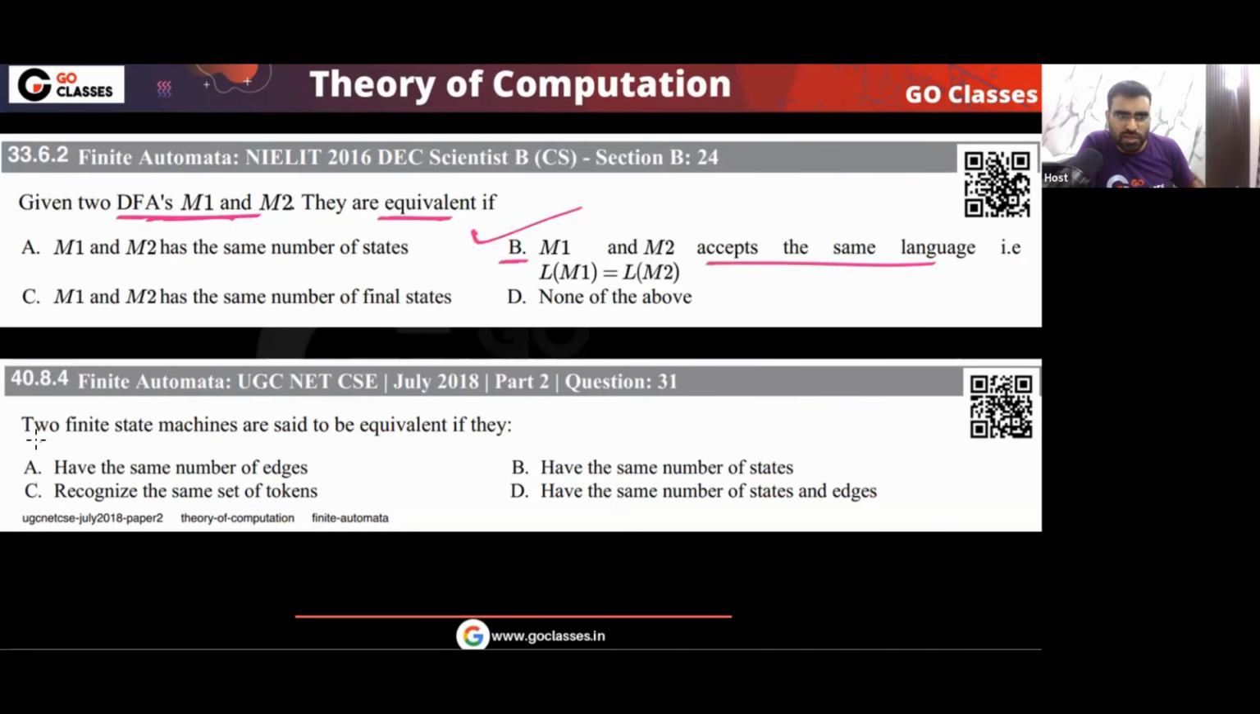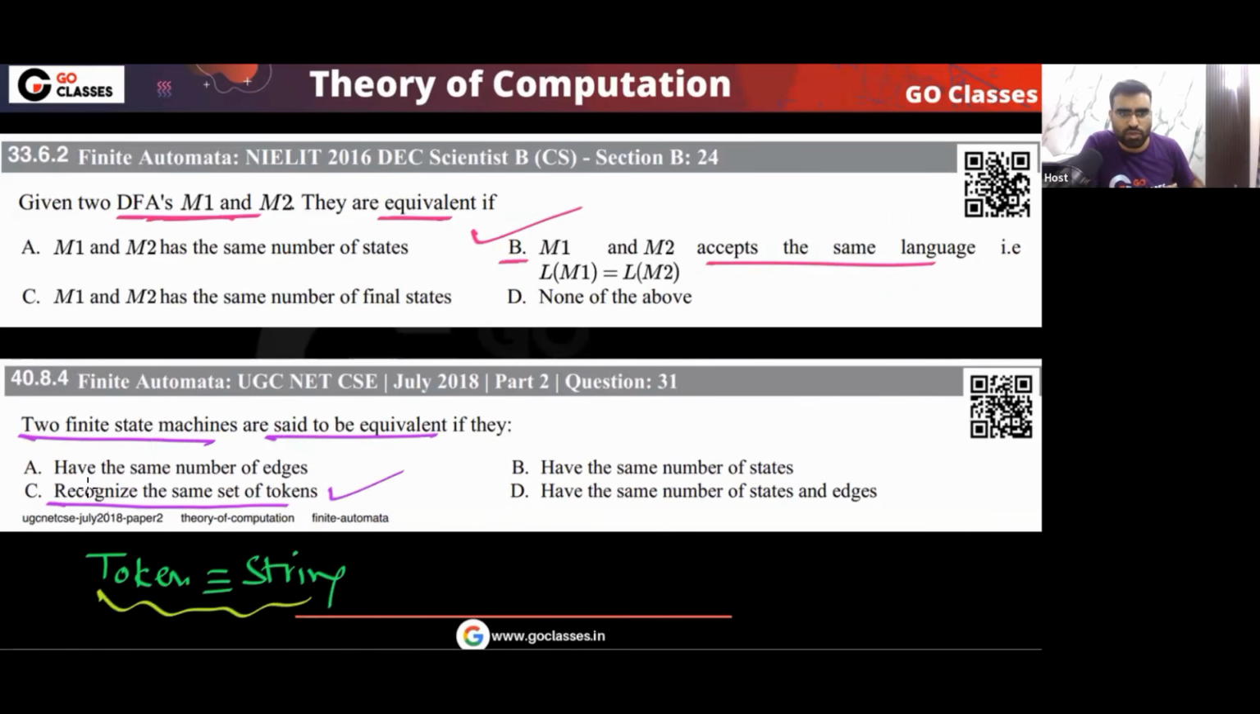And for this question, two finite state machines are equivalent if they have the same language, meaning they recognize the same set of tokens. So the answer will be option C. Actually, remember, token means string. Token is the same as string. So they recognize the same set of strings. For this question, the answer will be option C.